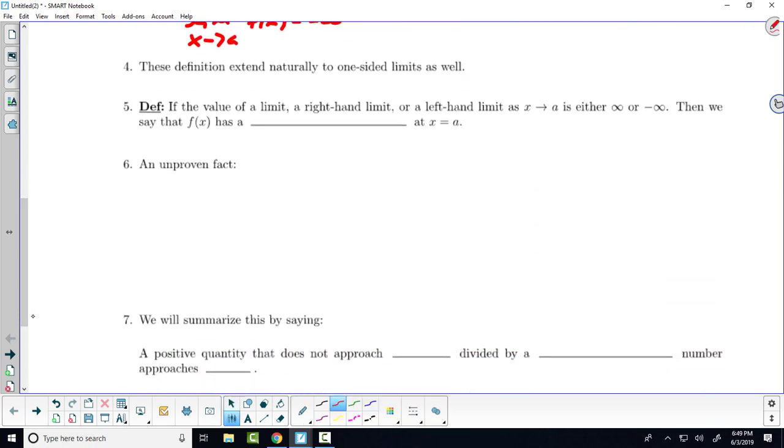If the left, right, or limit proper comes out to be plus or minus infinity, then we will say the graph of f has a vertical asymptote at x equals a.